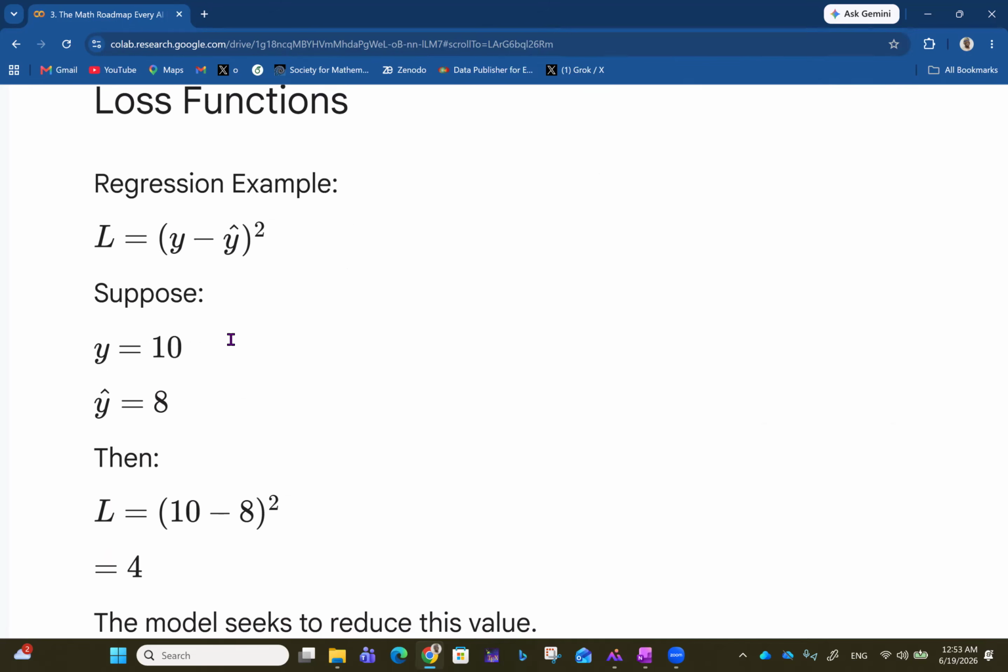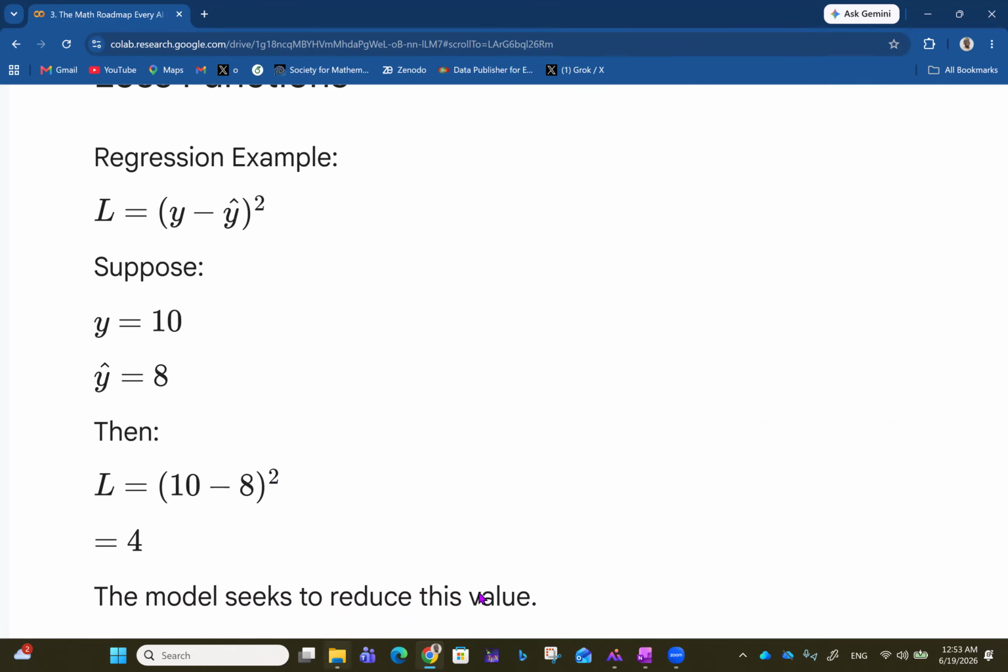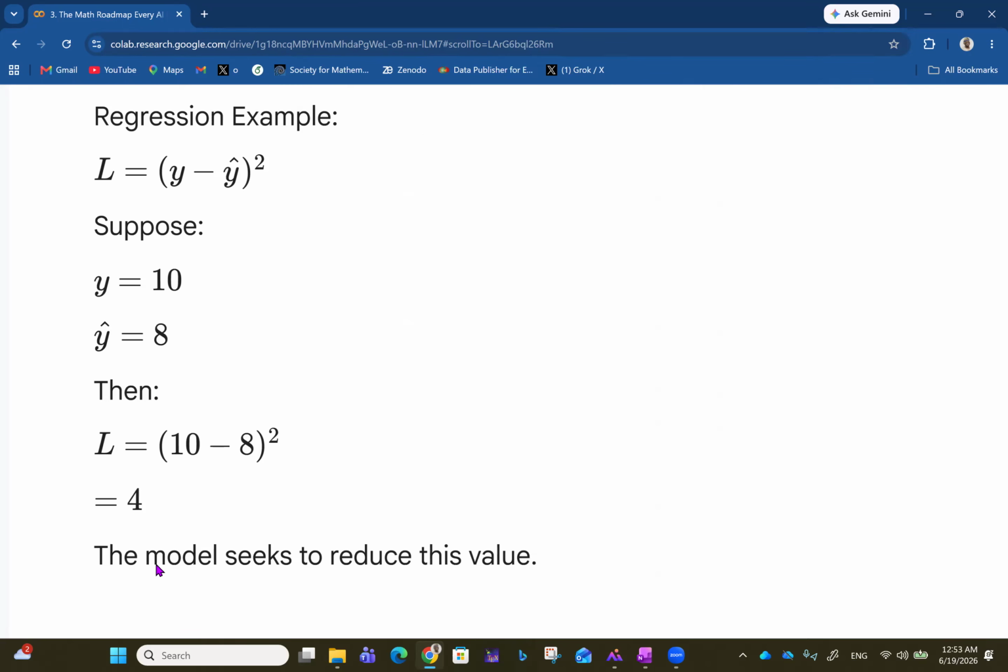Suppose that the actual data is 10 and you predict that it is 8. The gap between 10 and 8 is 2. When you square that, you have 4. So the loss function is 4. So this model seeks to reduce this value. We want to make better predictions so that the loss function can be pretty small.